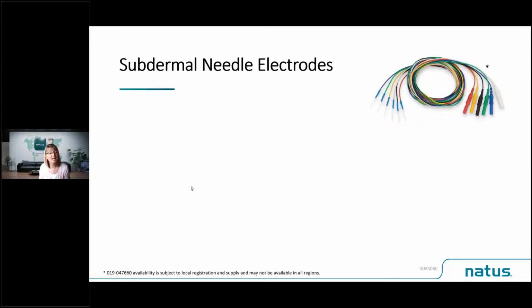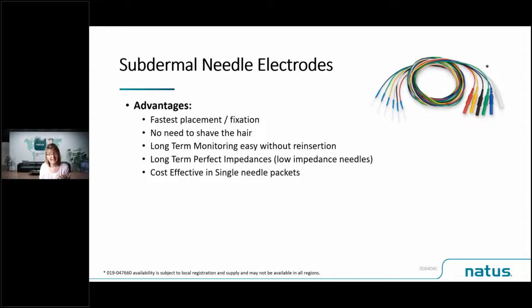Okay, moving on. Needle electrodes. So we call them subdermal needle electrodes. Sometimes we call them low impedance needle electrodes. Advantages, they definitely have the fastest placement and fixation. They're definitely the quickest electrodes to prepare and use and secure and go and be monitoring. There is no need to shave the hair because we're going under the skin, so we haven't got to worry about hair causing any impedance issues. It allows us long-term monitoring very easily, and if they're secured well, we don't need to reinsert them. It gives us long-term perfect impedances. That's why we call them low impedance needles.